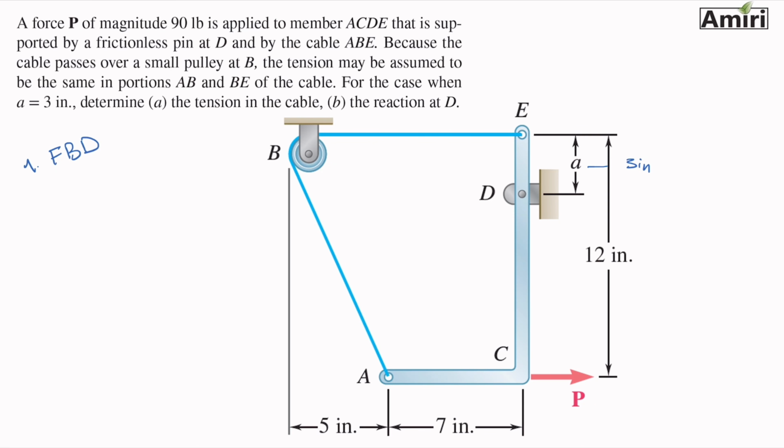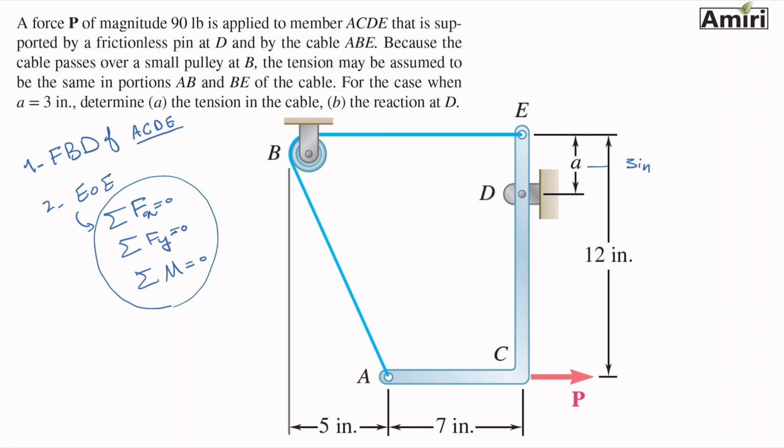Step 1 is always to draw a free body diagram of the rigid body. In this case, we only draw the free body diagram of ACDE. And step 2 is to apply equations of equilibrium. In a 2D problem, we have 3 equations. Summation of forces in X has to be 0. Summation of forces in Y has to be 0. And summation of moment about any point you want to pick also should be 0. Hopefully, we have only 3 unknowns in problems such as this one, because we only have 3 equations that we can apply and we can solve 3 unknowns for.